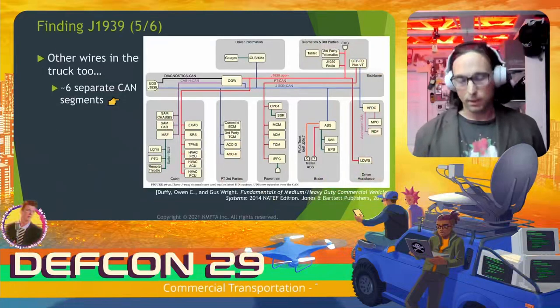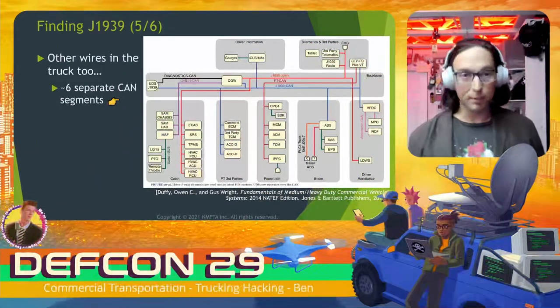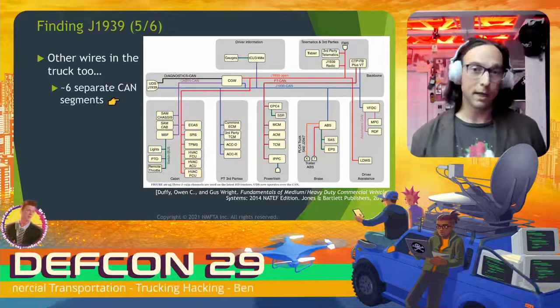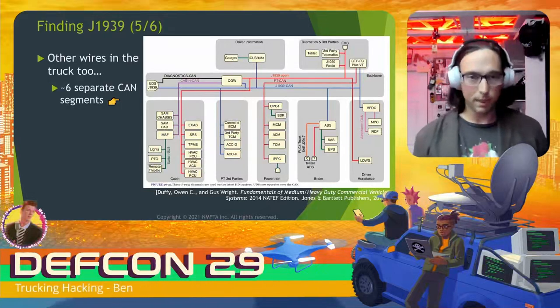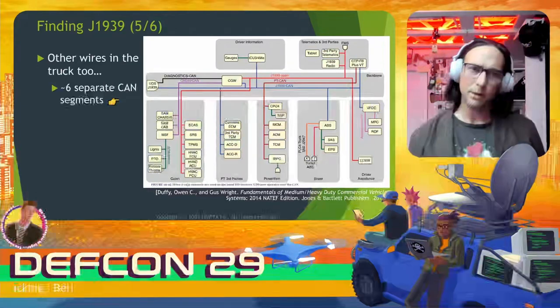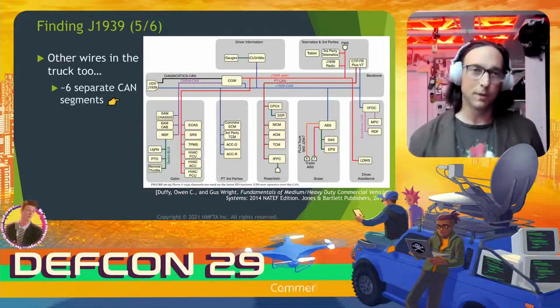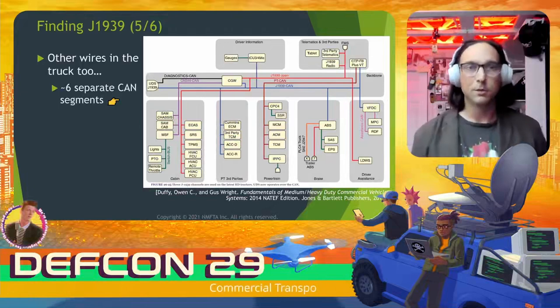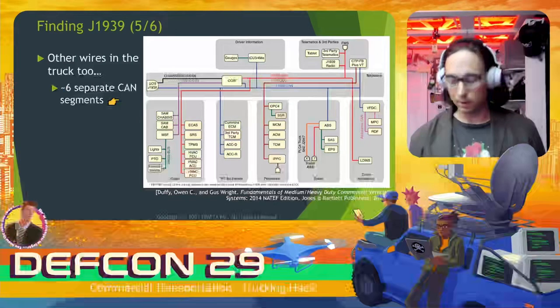In addition, many modern vehicles have lots of different J1939 segments that are not pinned out on the onboard diagnostics connector. This architecture diagram you see here is from a textbook by Duffy and Wright, and it shows no less than 6 separate CAN segments, only 2 of which are present on that diagnostics connector. So you'll probably be able to find more J1939 if you poke around in the harnesses of the truck.